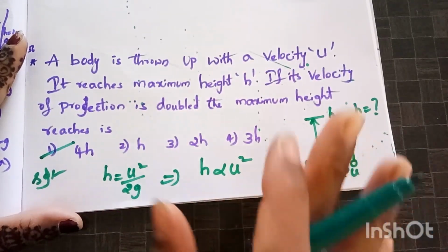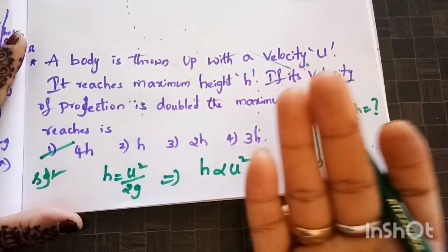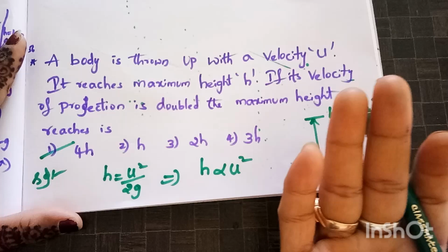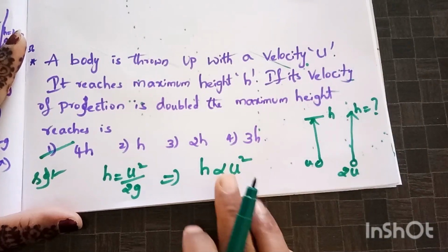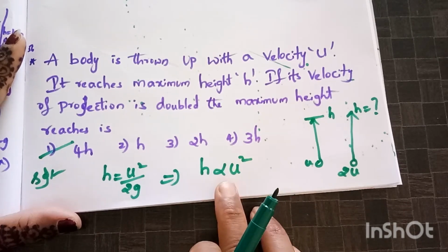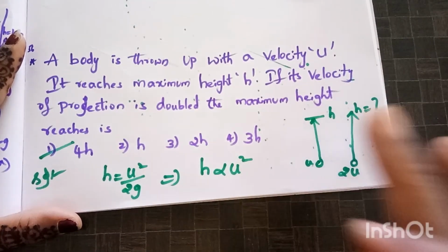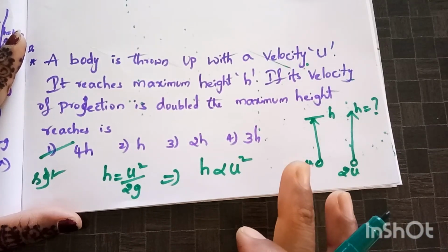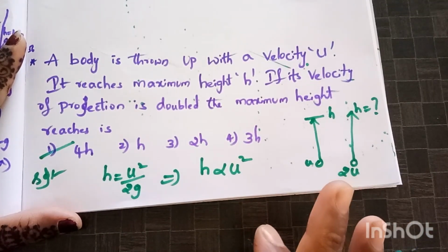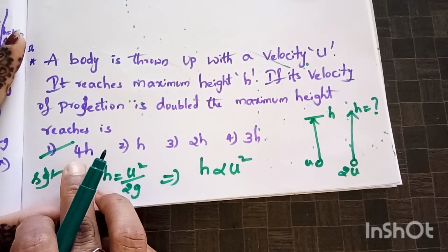So if they say the velocity of projection is doubled or tripled or 4 times, you have to take this relation h is proportional to u square. With the help of this, you can calculate the maximum height. For that, double the velocity of projection or triple the velocity of projection or 4 times the velocity of projection. So the answer will be 4h here.